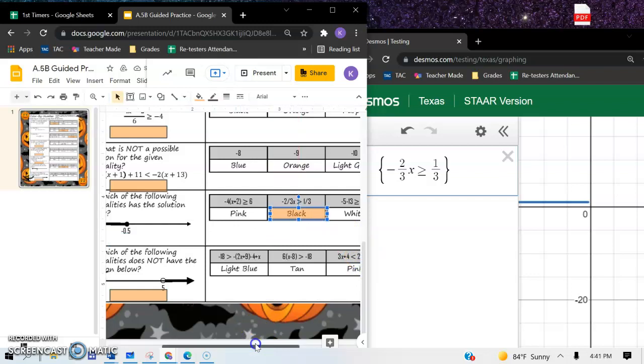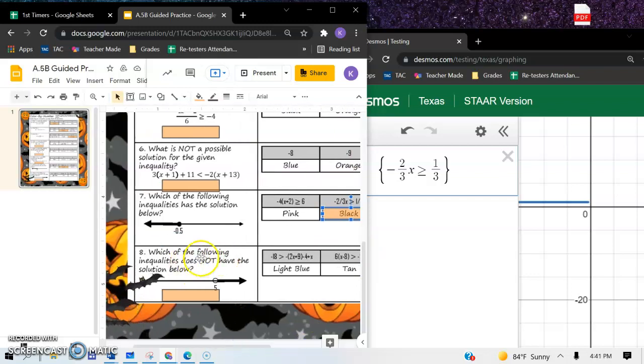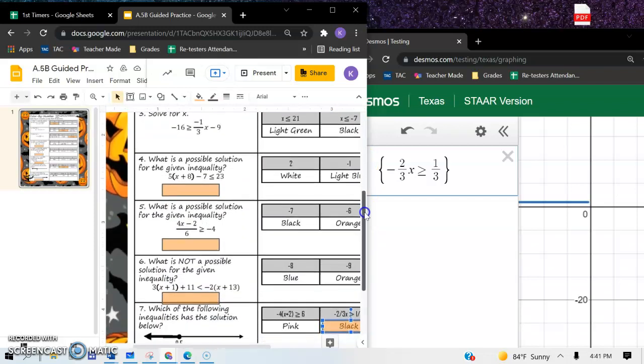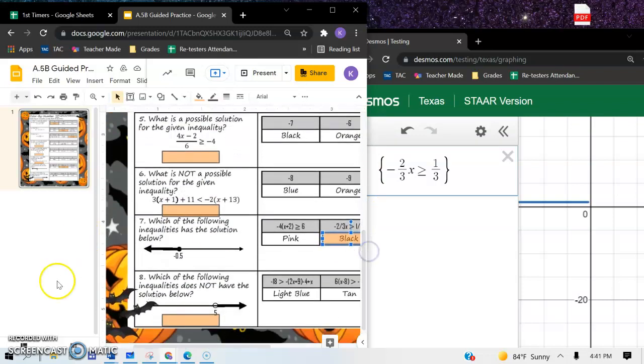And this one, you're going to do the same thing, but it says which one does not match this graph. And that's it. Make sure that you practice on some of your own on this activity.